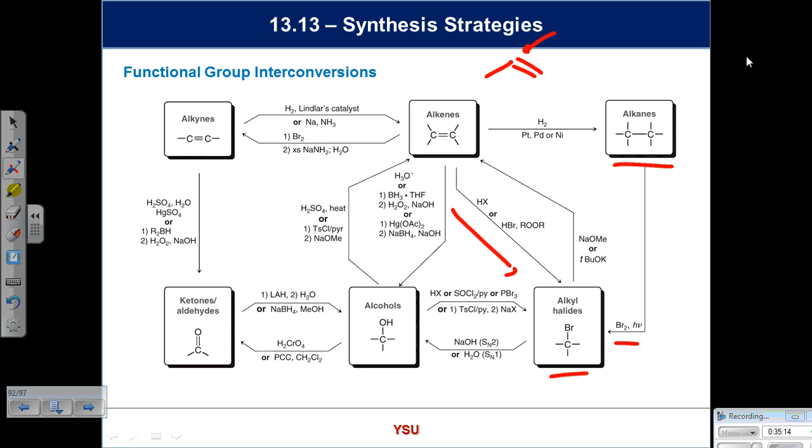HBr. If I want to put a bromine on this carbon, and I want to put an H on here, what do I need? HBr and peroxides, which is summarized quite nicely, thank you very much, right there. Yeah, I would print this one out and keep it with you and practice these things.